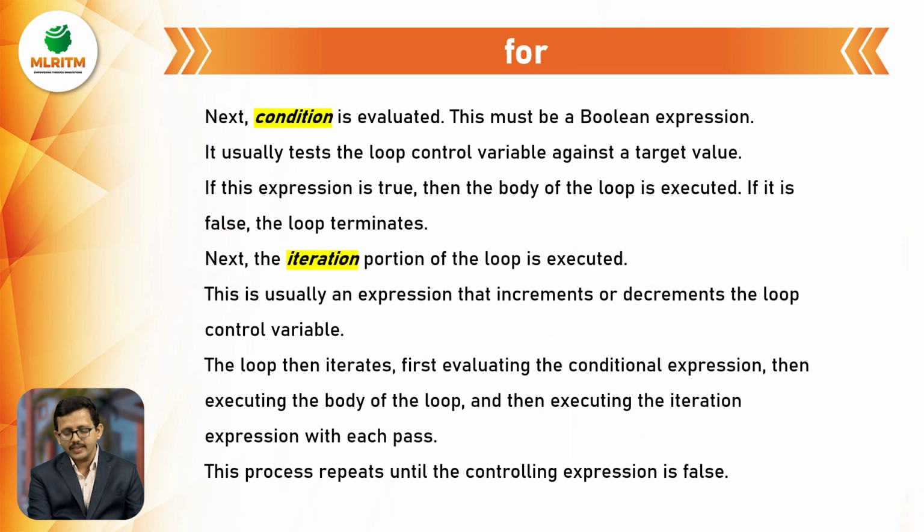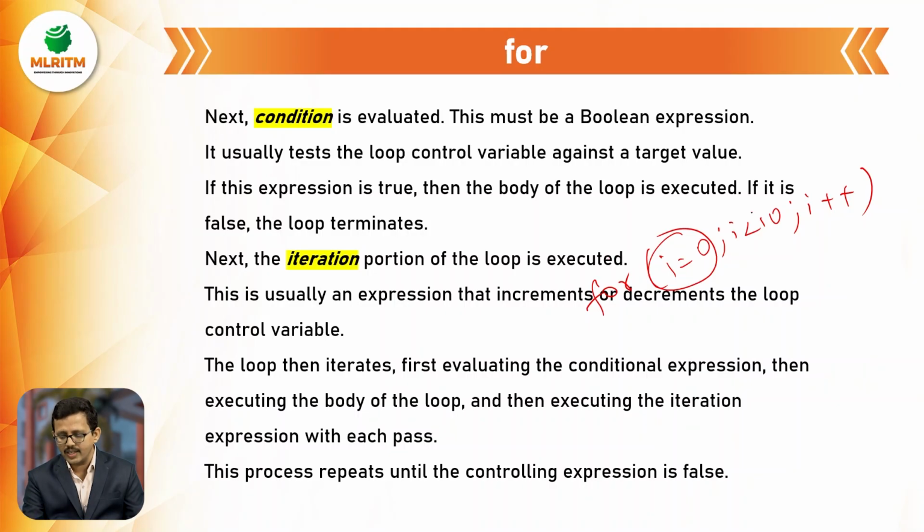Next, the condition is evaluated. So what is the condition? We have to see here: I is equal to 0, I less than 10, I plus plus. If this is your first statement, initialization is over. We have given I the value 0. The next is the condition, I less than 10. And the third one is the iteration, I plus plus. This is usually an expression that increments or decrements the loop control variable, which is our I. The loop then iterates, first evaluating the condition expression, then executing the body of the loop, and then executing the iteration with each pass.